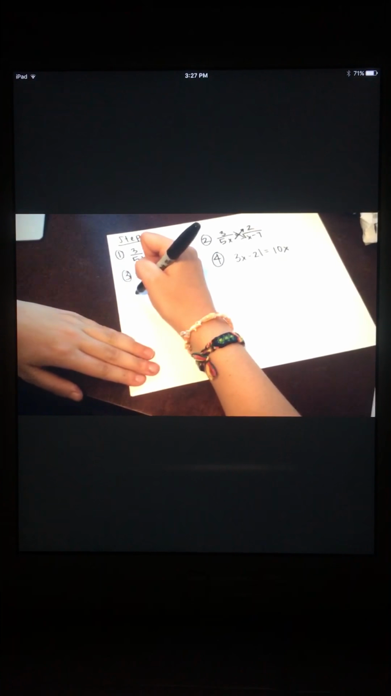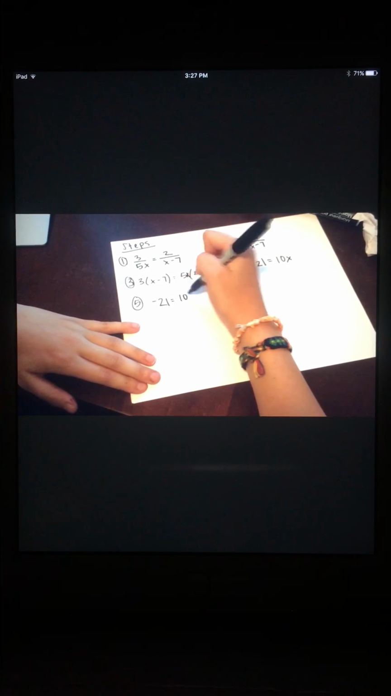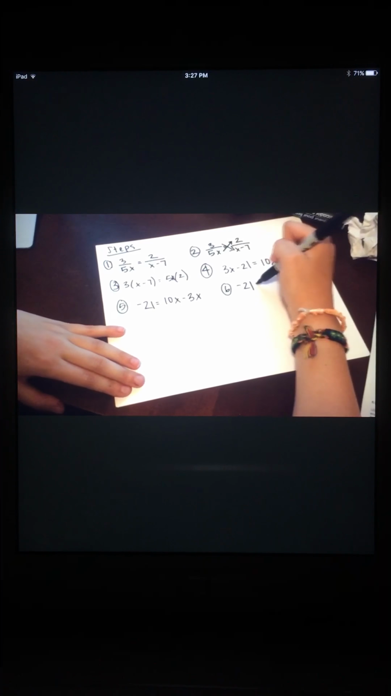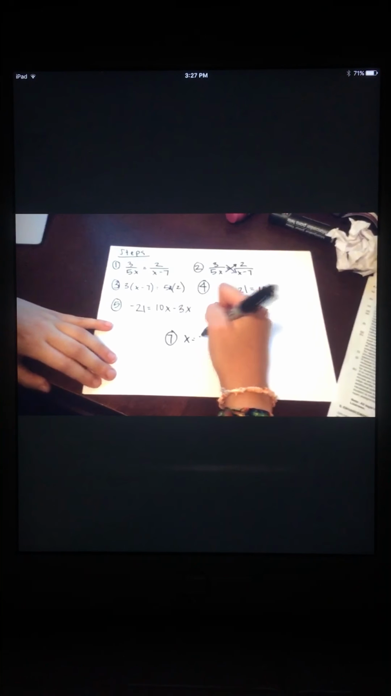Now your fifth step is get the x's on the same side. Now just subtract from here for your sixth step. And for your final step, you're going to want to get the x by itself. And there is your answer.